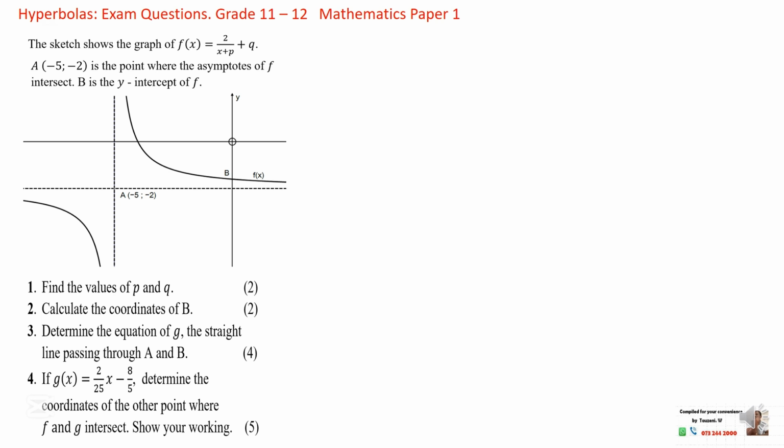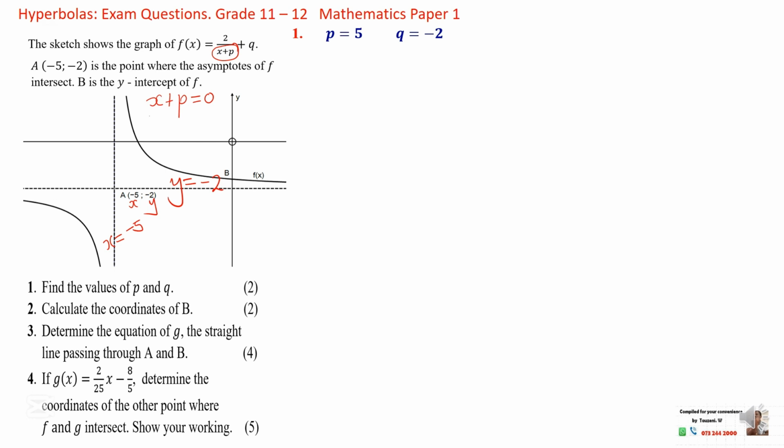Okay, let's have a look at the answers to this question. We need to find the values of p and q. In this case, p is equal to 5 and q is equal to -2. Just to quickly emphasize, the denominator of our fraction is what gives us the vertical asymptote. We equate that to 0. x plus p is equal to 0. Then the value of x is the x-coordinate given at the asymptote. So in this case, x is equal to -5 is the vertical asymptote. y is equal to -2 is the horizontal asymptote.